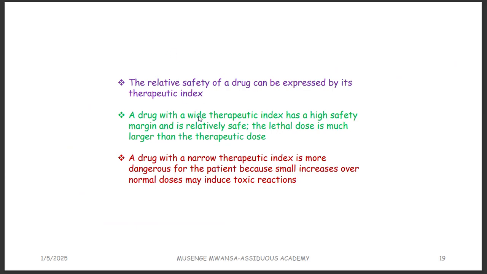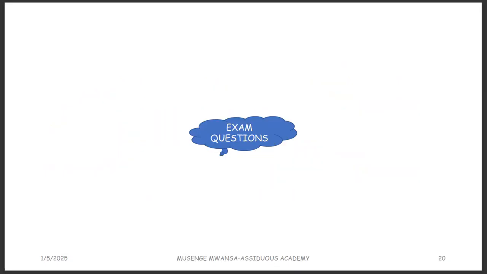And the relative safety of a drug can be expressed by its therapeutic index. A drug with a narrow therapeutic index is more dangerous for the patient because a small increase over the normal dose may induce toxic reactions. So that is it, my friends, with an introduction to pharmacodynamics and pharmacokinetics.